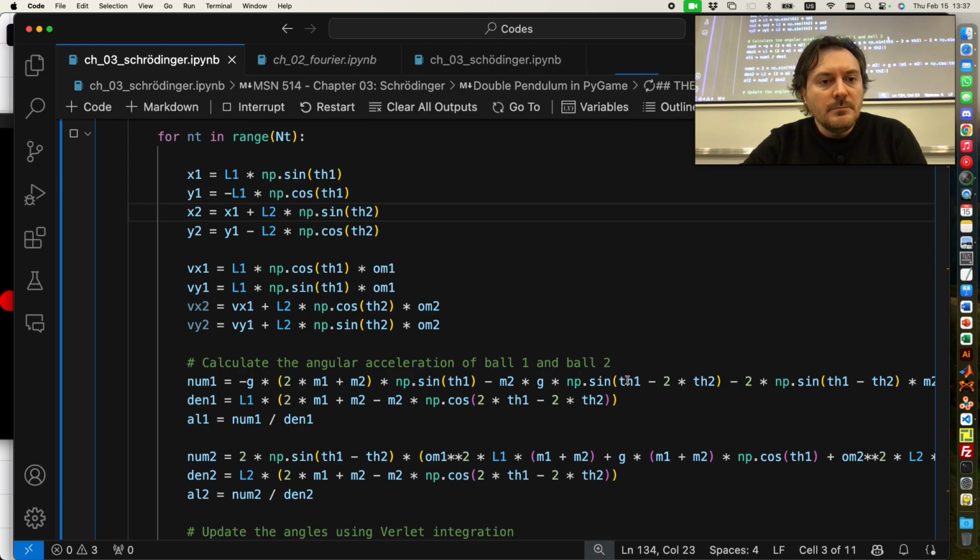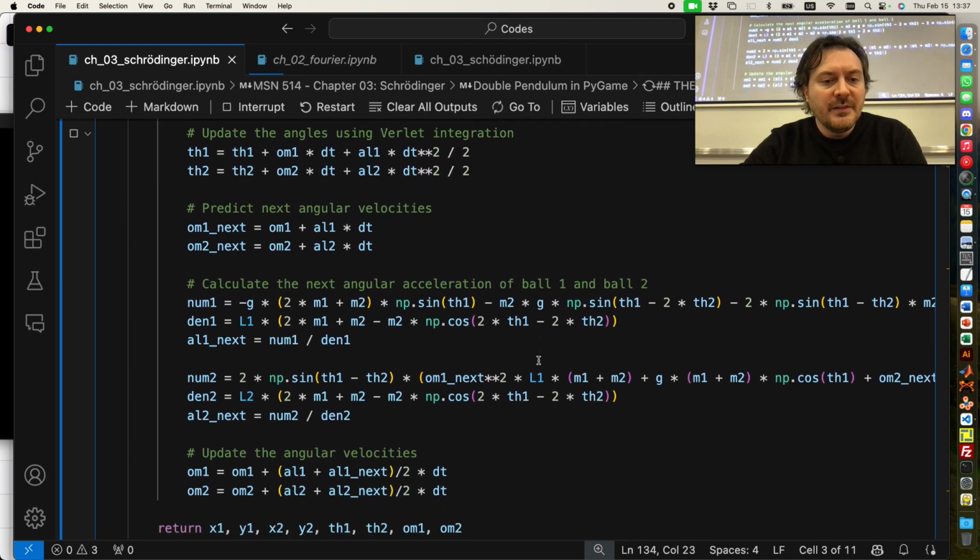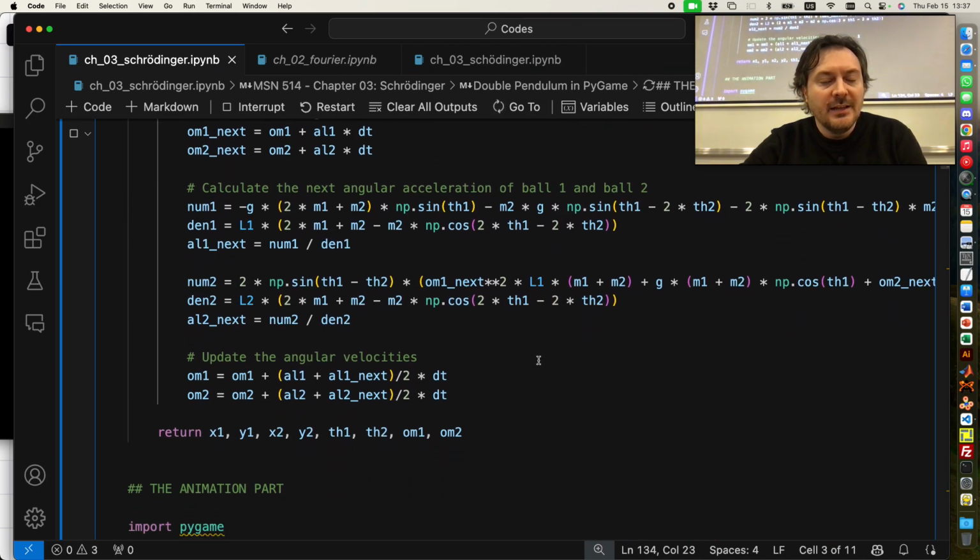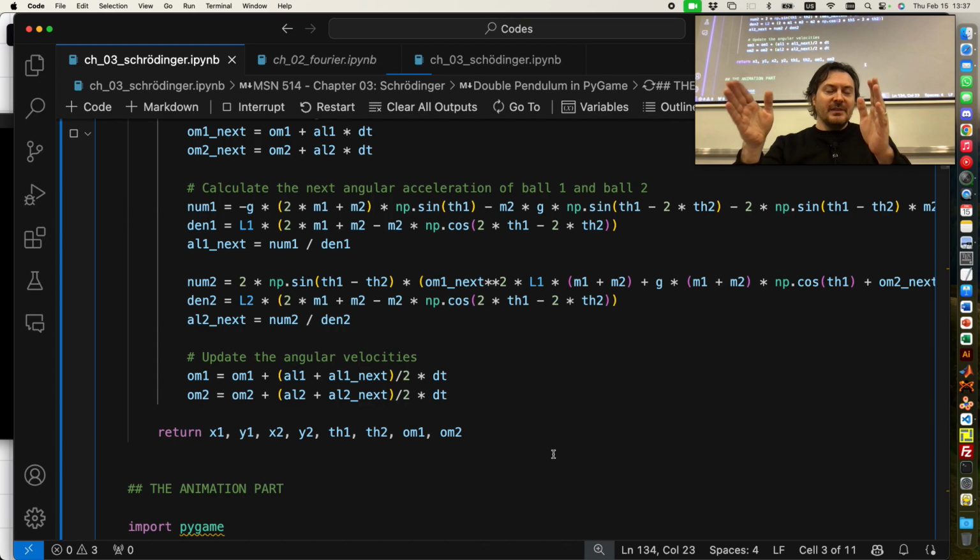Okay. So do you remember this whole code that we did before? You just basically run this calculation nt times. So basically it returns the new theta 1, theta 2, omega 1, omega 2 after nt times delta t time later. Good?